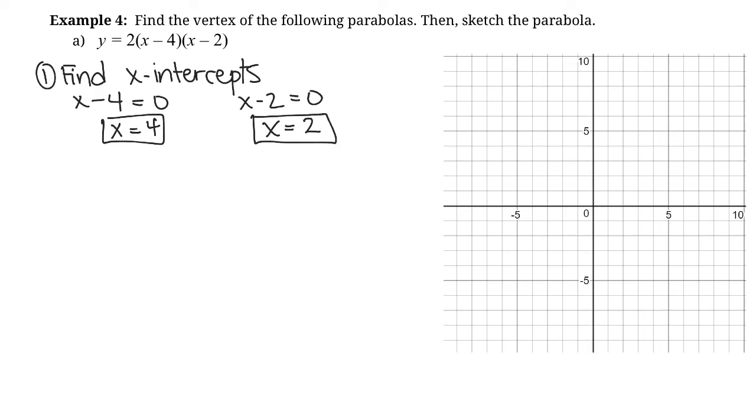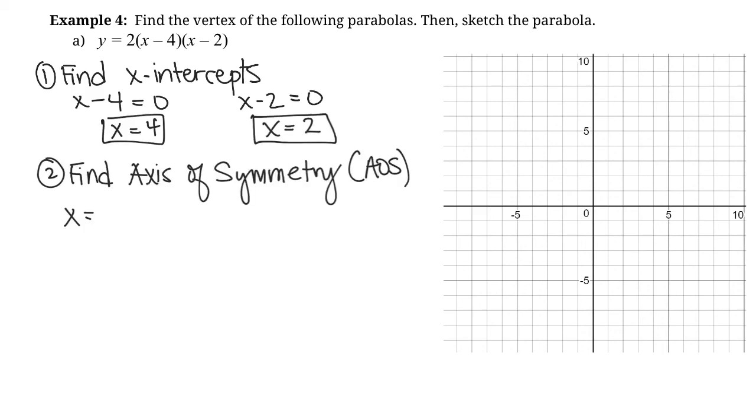Now that we have our x-intercepts, we can go ahead and find the axis of symmetry. Just a side note that sometimes the term axis of symmetry is abbreviated to AOS. To find the axis of symmetry, I'm going to take my two x-intercepts and average them out. So I'm going to add those two numbers together, 4 plus 2, and divide by 2. 4 plus 2 is 6. 6 divided by 2 is 3. So my axis of symmetry is x equals 3.